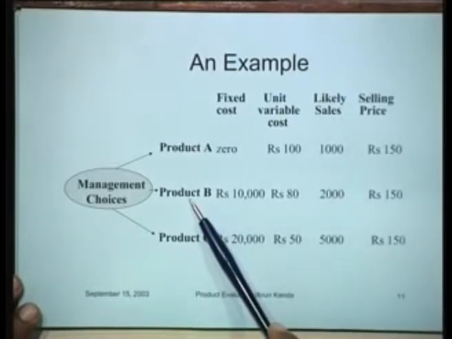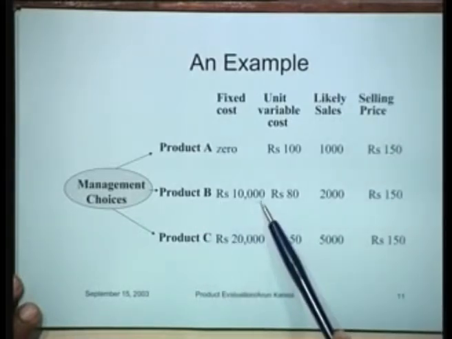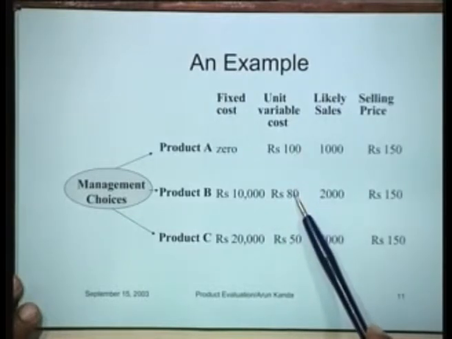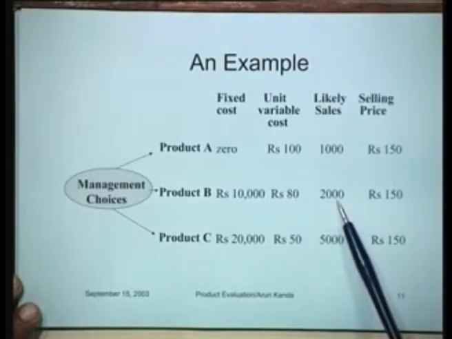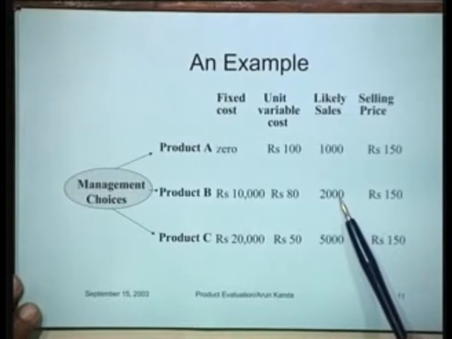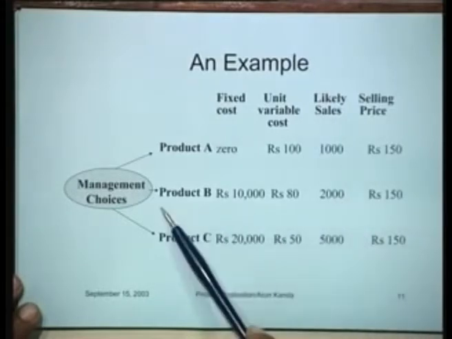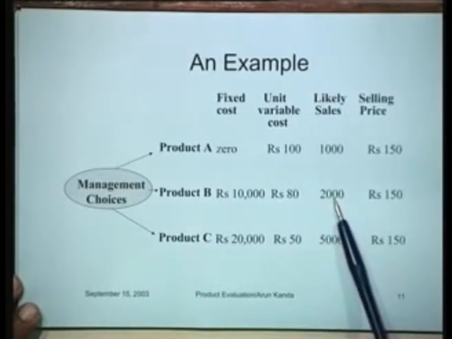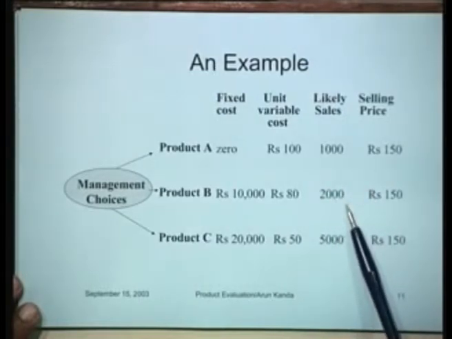Similarly, product B requires that you set up something, so you're required to make an investment to the tune of 10,000 rupees, and the unit variable cost has come down from 100 to 80 rupees, and you can go up to a volume of 2,000. The likely sales are 2,000, which means essentially the implicit assumption is that we can go up to this particular level, because beyond this we are not likely to sell of this particular item.